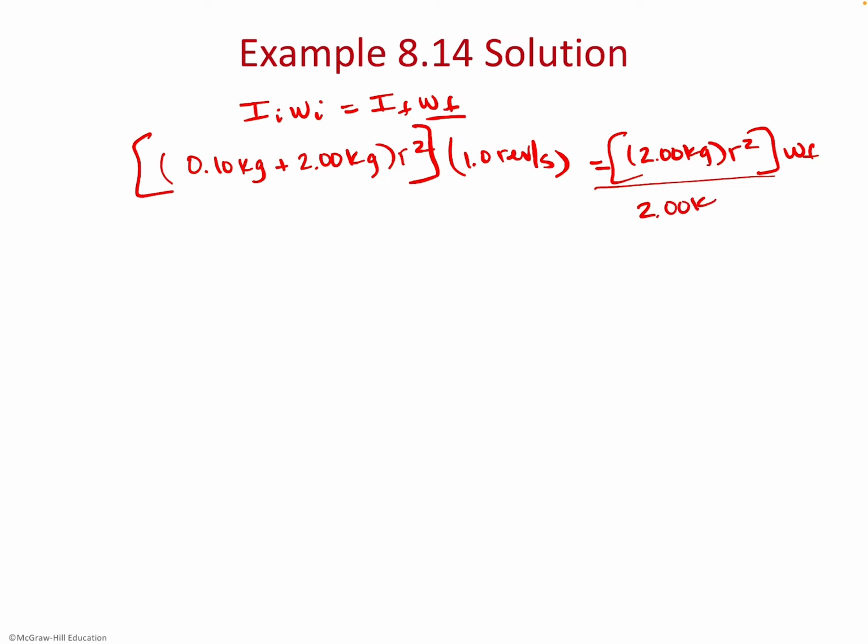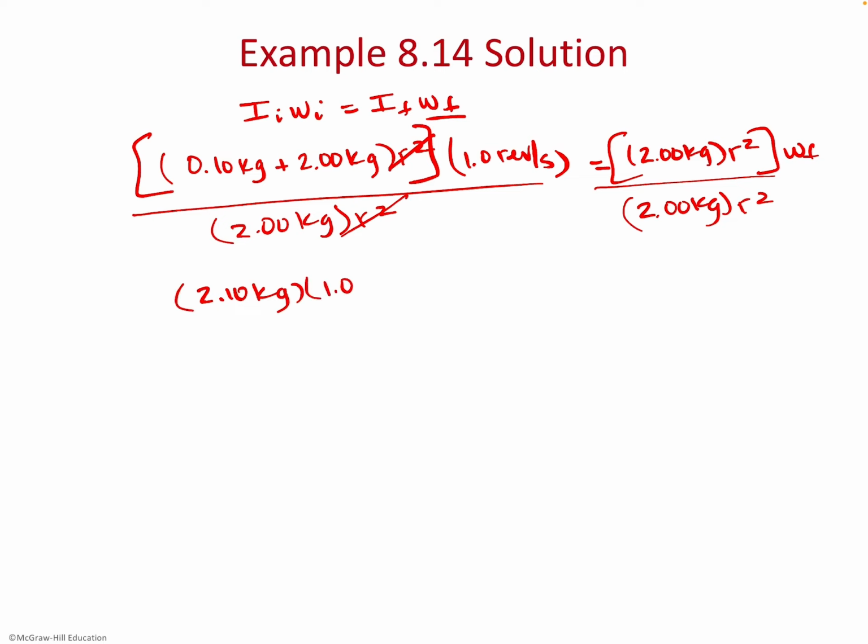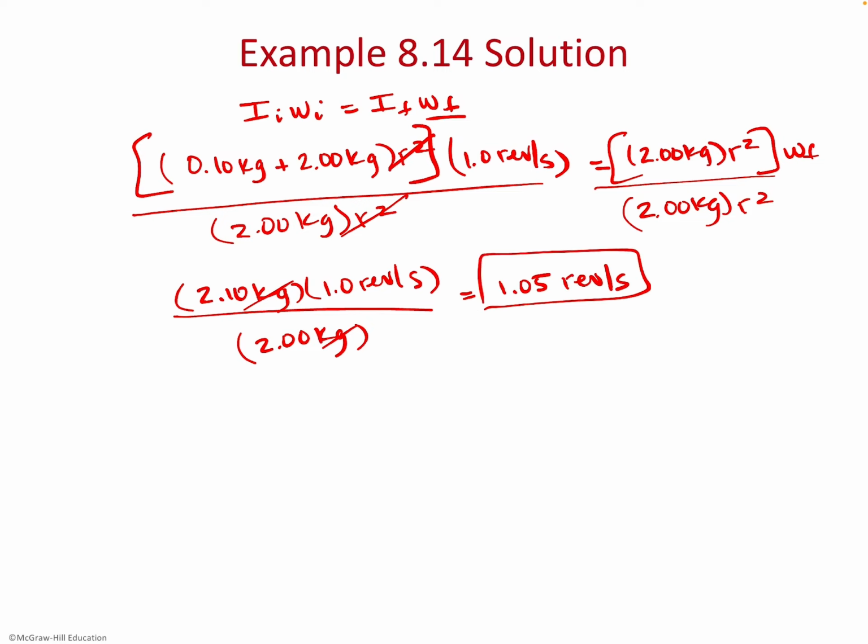Well, when you multiply this over, what happens to your radius squared? So if you were worried about not having that number, it's fine. It goes away. So basically you have 2.10 times 1 over 2. Well, your kilograms are going to cancel, and you're left with 1.05 revolutions per second. And that's your final velocity. So it's just like solving those ones in chapter 7.